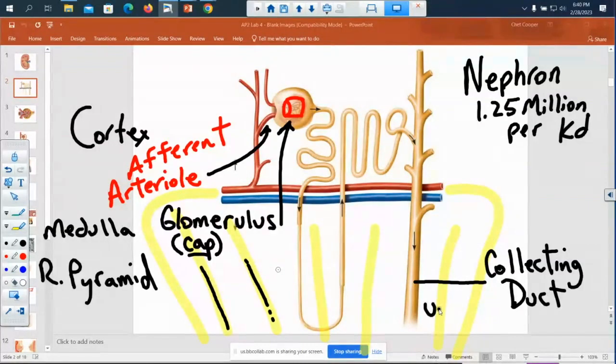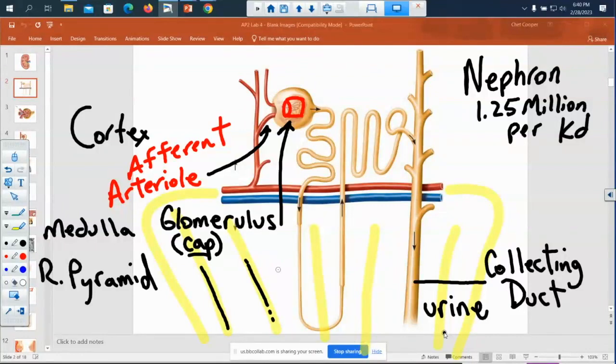And it's when the filtered fluid gets to the collecting duct that they can finally call it urine. Before that, they can't call it urine, or they shouldn't call it urine because it's not urine yet. It's almost urine, but not quite.